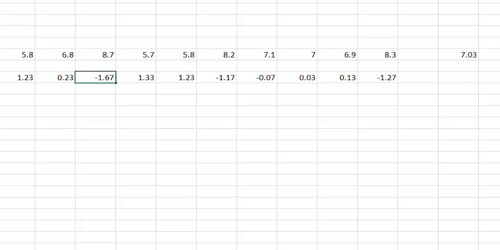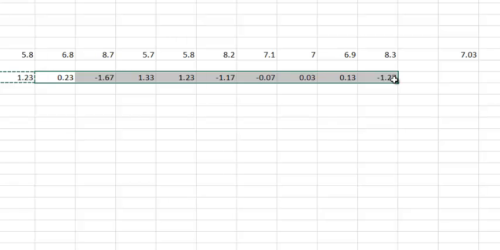This is 1.23 below the mean, and these are all actually above the mean. Actually, the way I really should have done it, I'm going to change it. I'm going to take for each one, really, 7.03 minus whatever is in this box. That's actually probably a more correct way of doing it.